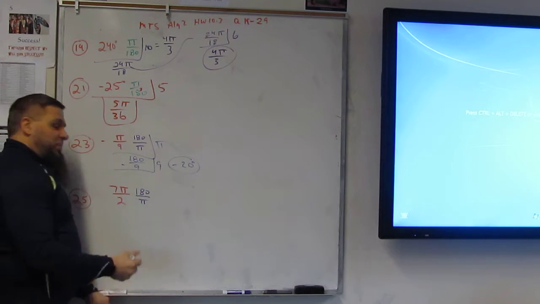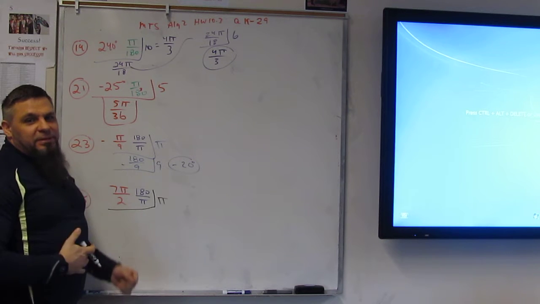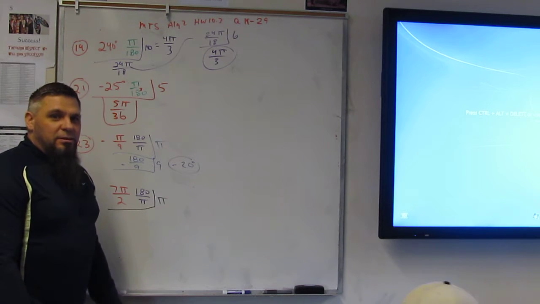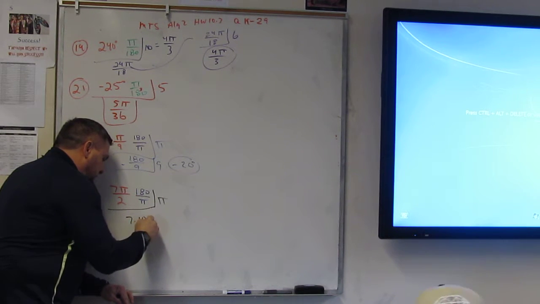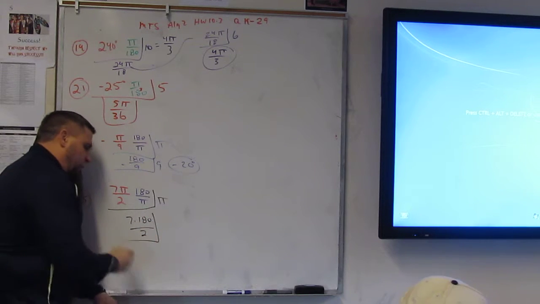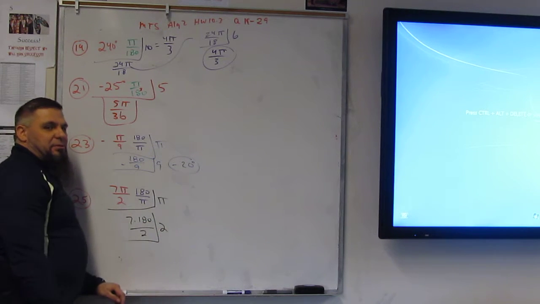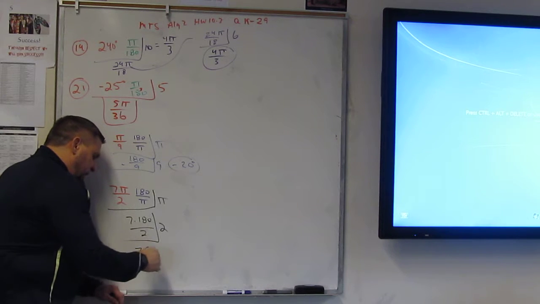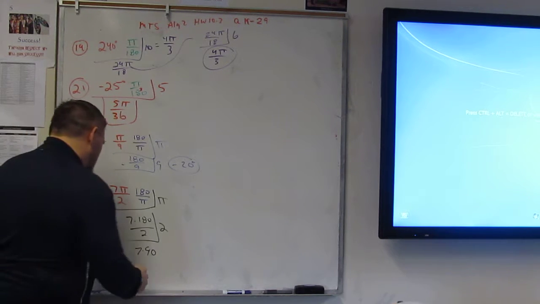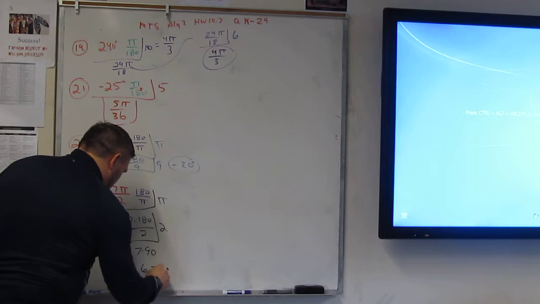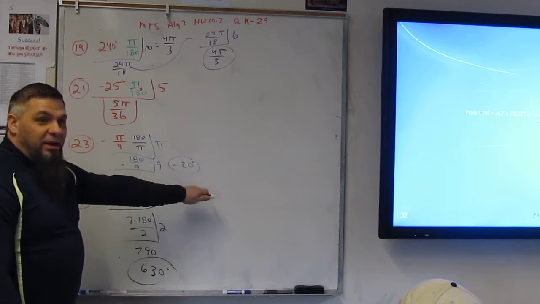So then what? Well, we've got another pi we're going to take out. Alright, so then we're going to pull out the 7 times the 180 over 2. And then I can pull out what? A 2. And a 2 goes into 180 how many times? 90. So we're talking about 7 90s, right? What's 7 times 9? 63. So 630 degrees.